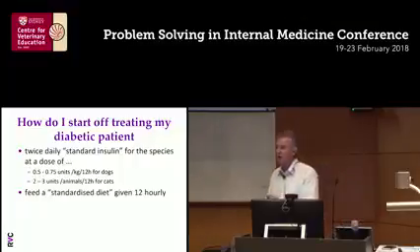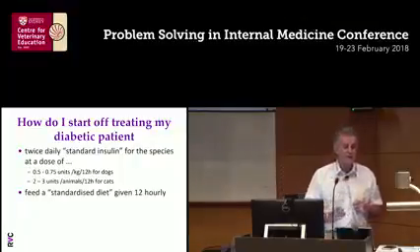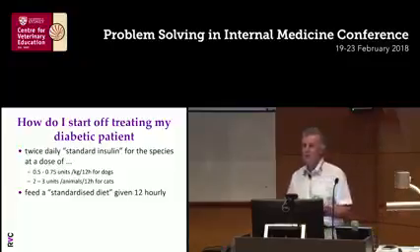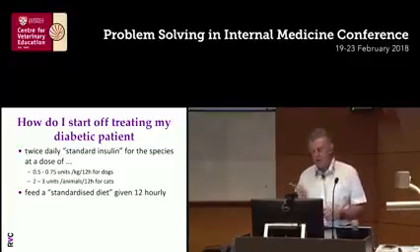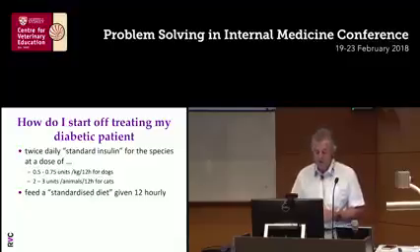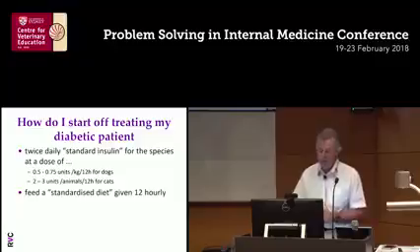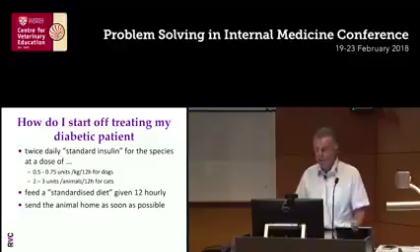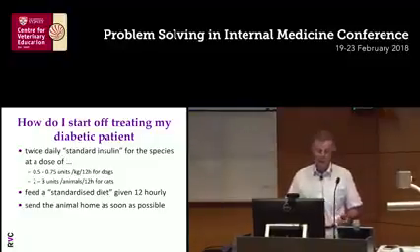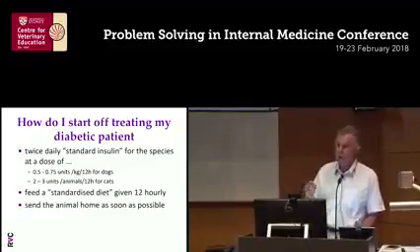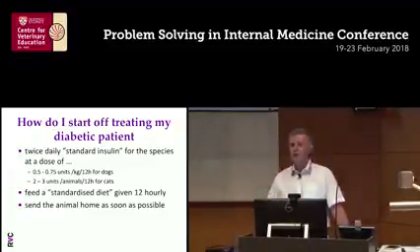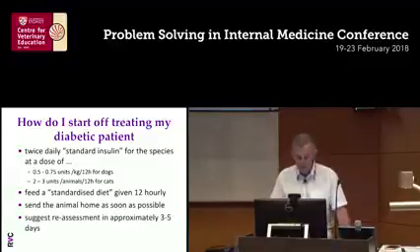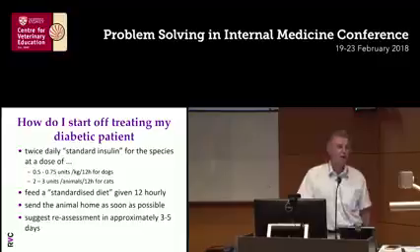Feed a standardised diet, given 12 hourly. Standardised doesn't mean commercial. Standardised doesn't mean particularly controlled, or a specific type of diet. We'll talk about diet in a minute. But a standardised diet, let's agree that it's going to be consistent each day. 12 hourly, I give it twice daily insulin, I give it a meal twice daily, and send the animal home as soon as possible, having got my veterinary nursing team to demonstrate the injection technique to the owners, and then have the owners perform it for the veterinary nursing team. And we reassess the patient in 3, 5, 7 days.